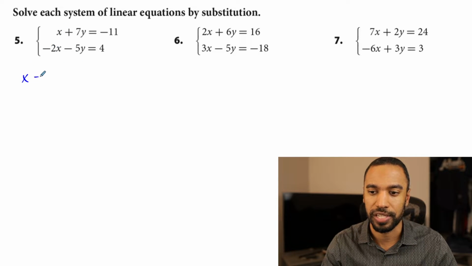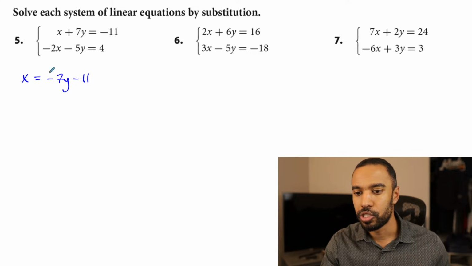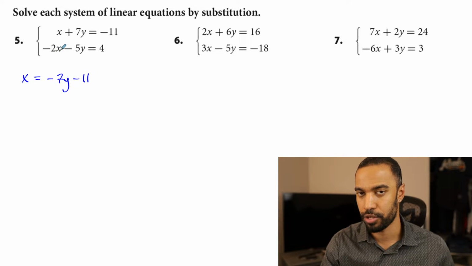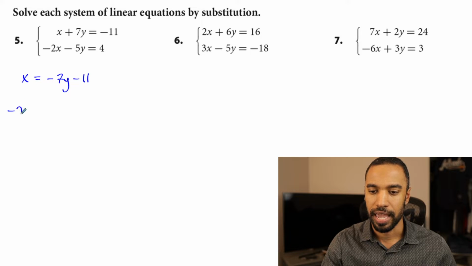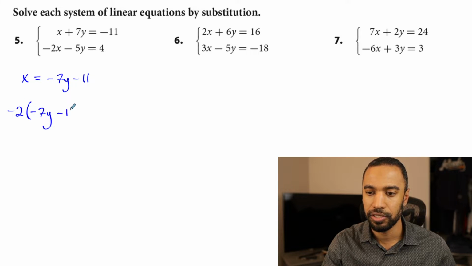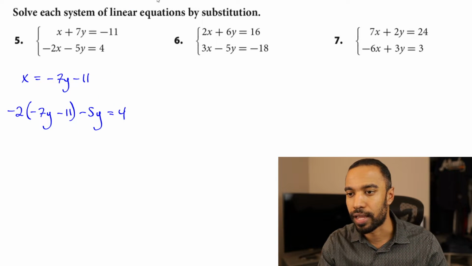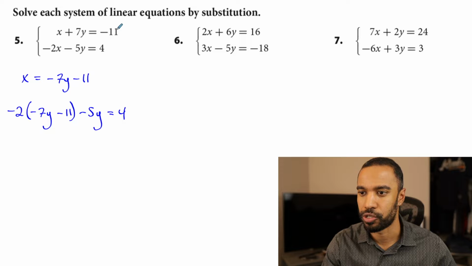So subtract 7y from both sides. I'll get x equals negative 7y minus 11. Substituting negative 7y minus 11 in for x in the other equation will give me negative 2 times the quantity negative 7y minus 11 minus 5y, it's a lot of negatives here, equals positive 4. There's a positive. Good news, a lot of this other stuff is about to turn positive now too.